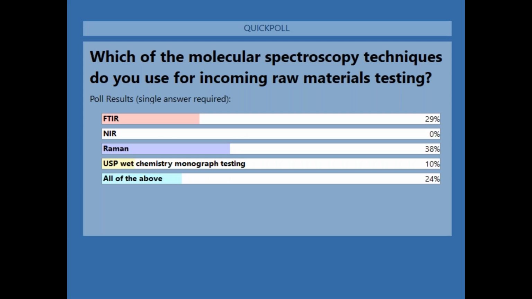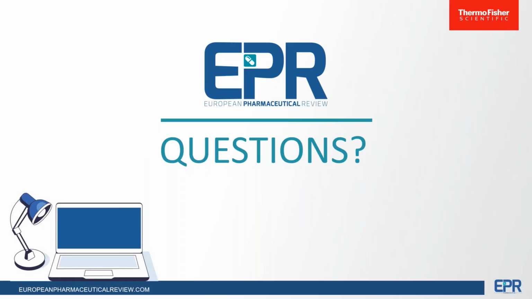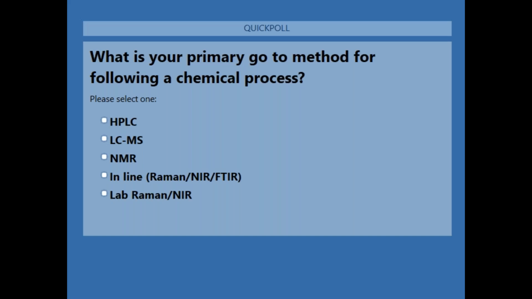Thank you for voting. It looks like the majority of you are currently using Raman or FTIR. Our next question for you is, what is your primary go-to method for following a chemical process? HPLC, LC and MS, NMR, inline Raman, NIR, FTIR, lab Raman, or NIR?